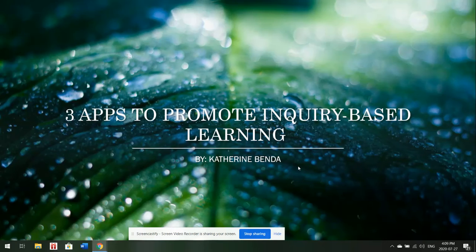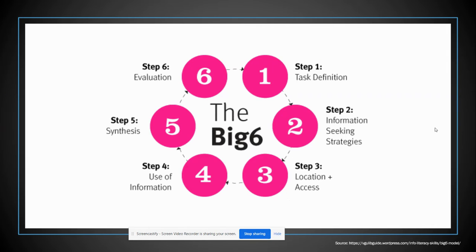Hi there, everyone. It's Catherine here, and I'm here to talk about three different apps to promote inquiry-based learning through the Big Six model. I first wanted to start talking to you about Eisenberg's Big Six model and the six different steps of inquiry learning. The first one is task definition, information-seeking strategies, location and access, use of information, synthesis, and then evaluation. Now, these six steps are what are used to find good information for a project and then evaluate at the end whether or not you did things effectively and efficiently.